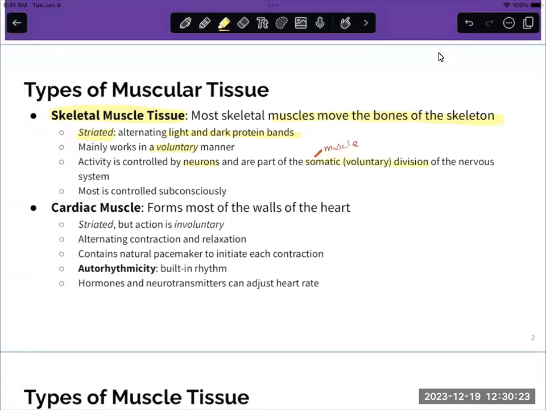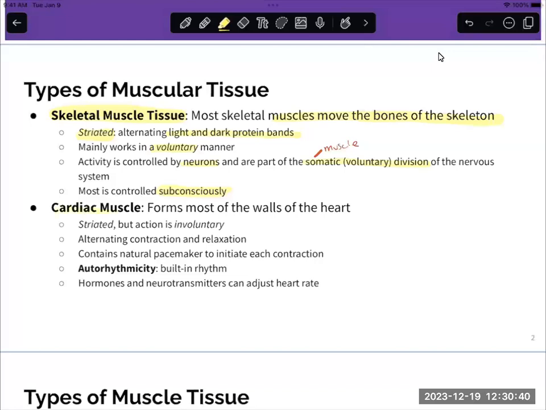Most skeletal muscle we move subconsciously. We don't always tell our muscles to move in a certain way. They're moving without you having to say left foot, right foot, left foot, right foot when you're trying to walk.